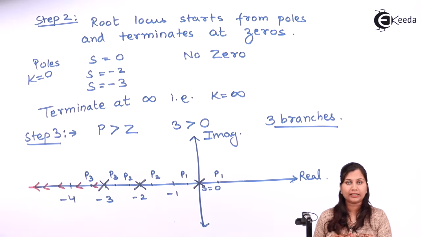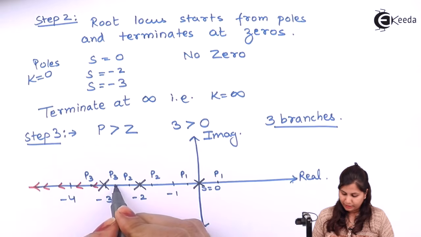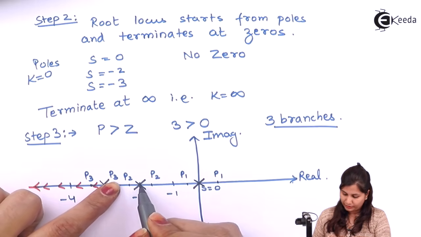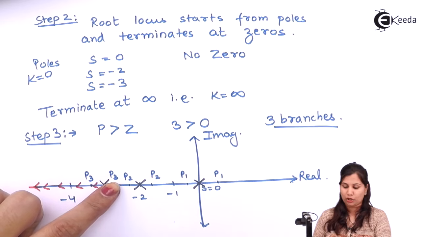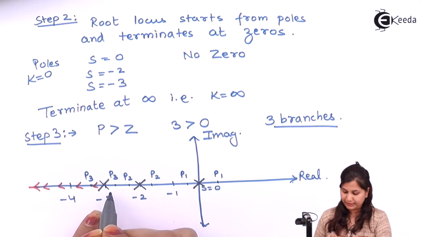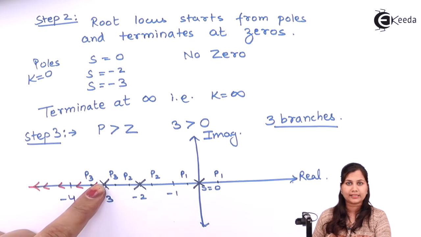Okay, so it will be in this direction. Now for this point P3, the number of poles and zeros on the right hand side is 1, 2, that is even. So the direction of root locus for this pole S equals to -3 will not be in this direction, that is towards this point.